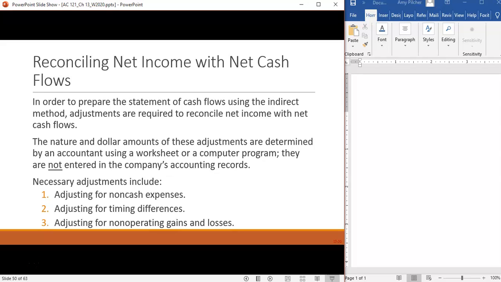So we start with the net income, and then we adjust for non-cash expenses. Those non-cash expenses are depreciation, amortization, etc. Then we're going to adjust for timing differences. Our timing differences end up in our accrual accounts. Remember, our accrual accounts are salaries payable, taxes payable, accounts payable, prepaid expenses, accounts receivable, etc. And then we're going to adjust for any gains or losses that we have.